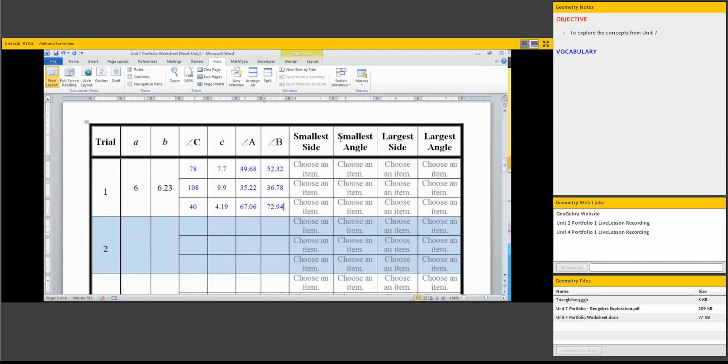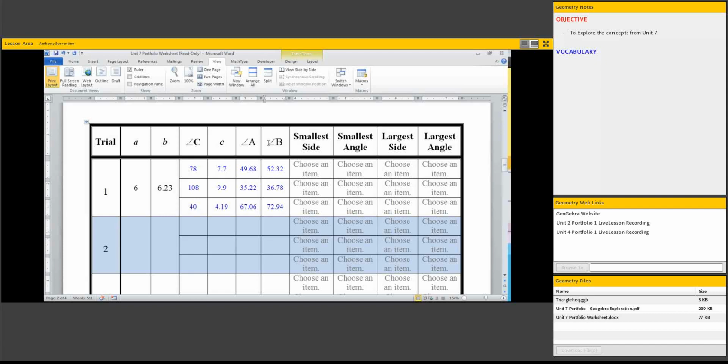So what I want to look at here, I now have the 3 side measurements, A, B, and C. I have the 3 angle measurements in each scenario. What I want to do is look and see, okay, what's the smallest side, and what's the smallest angle, what's the largest side, and what's the largest angle. Pretty simple to answer when I have this data.